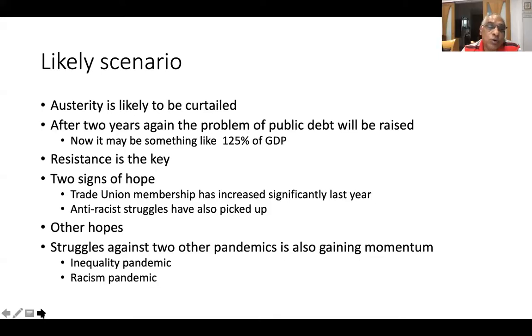There are some signs of hope. During the last 1 year, there has been a significant rise in trade union membership. Then anti-racist struggles have also picked up, because the victims of austerity were the BAME sector, black and minority ethnic people. It affected them. There are also other struggles against inequality, the pandemic and racism pandemic. Struggles are picking up.